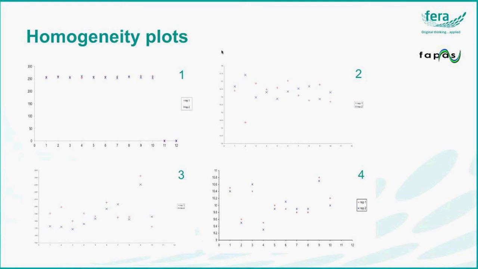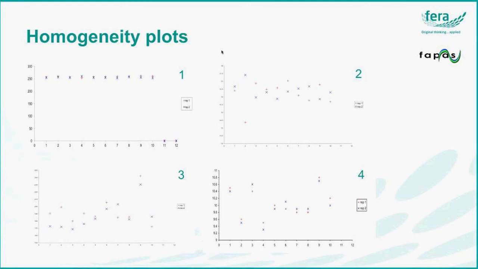Plot number 2 shows that the sample to sample variance is not too bad, but sample number 2, the duplicates, are far apart. The red cross and the blue cross are very different. This indicates a possible analytical error during the homogeneity analysis, and we can account for this in the statistics.